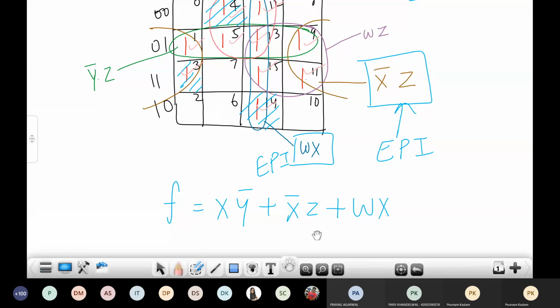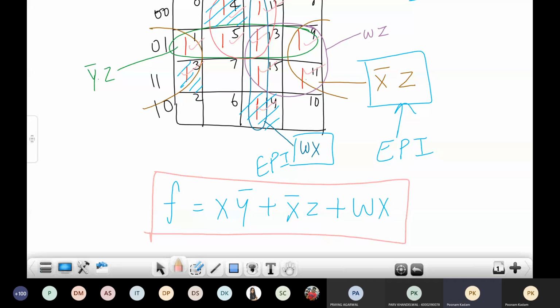So this is a unique solution. There is no multiple solution for this sum, because all the essential prime implicants are able to cover all the one cells. So this is the minimized expression for this function.